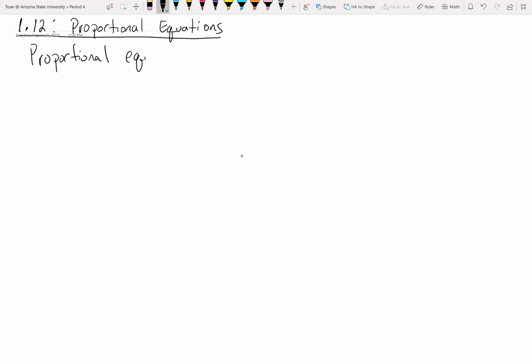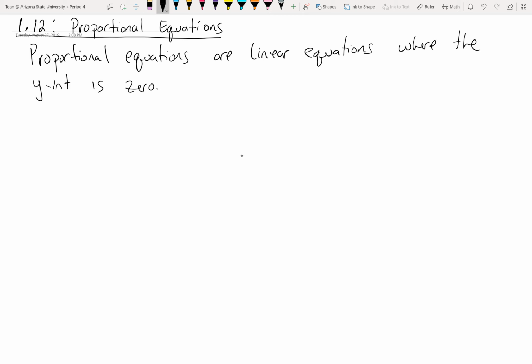Proportional equations are linear equations, so the same stuff we did yesterday, where the y-intercept is 0. So y equals 2x is a proportional equation. Y equals negative 1/3 x is a proportional equation. Basically, any linear equation that doesn't have an extra plus or a minus attached to it is a proportional equation.